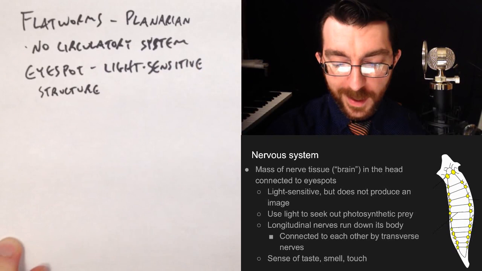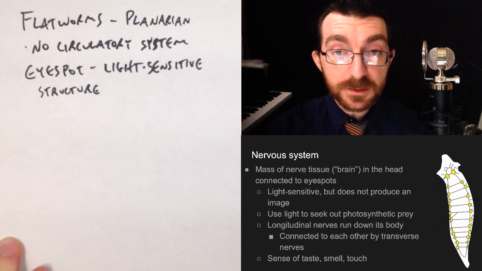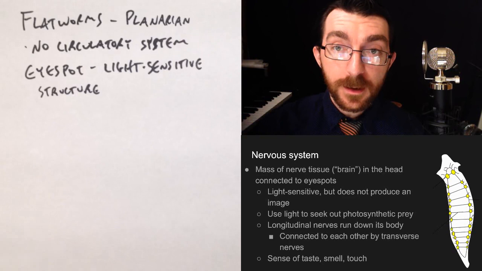And the idea is that whenever light shines on this little light sensitive structure, it generates electrical signals in the nervous system, and that's part of how it has a sense of sight.